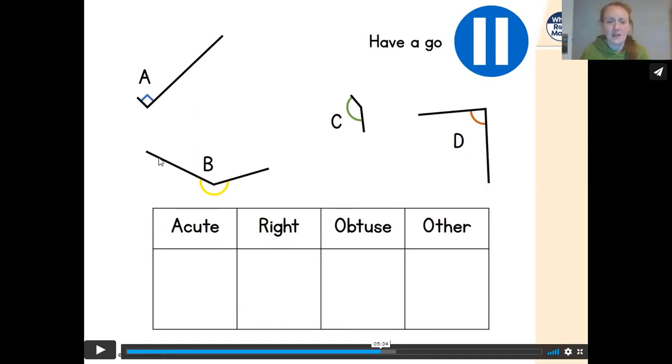Okay, let's look at B. This is a large angle here. It's on the outside, this one. How strange, it's on the outside. We'll come back to B.